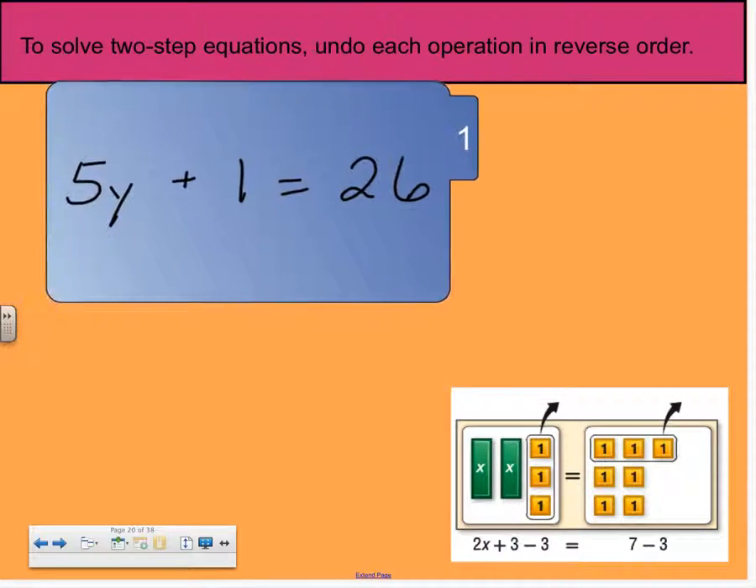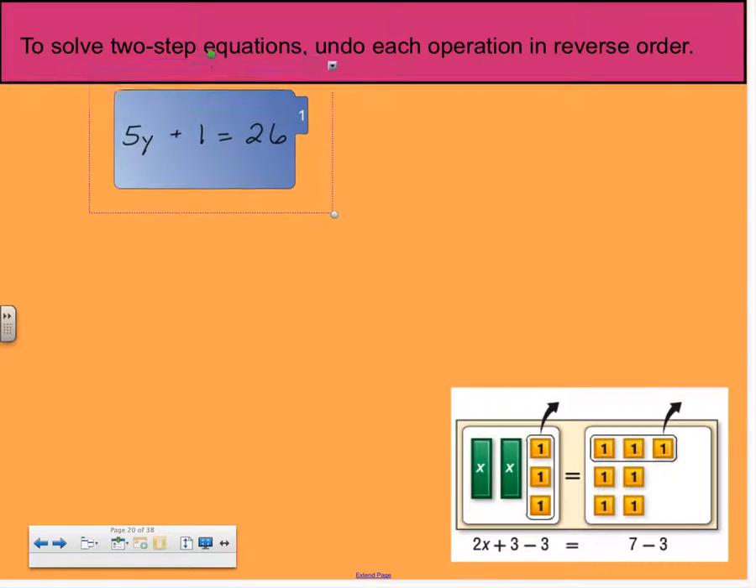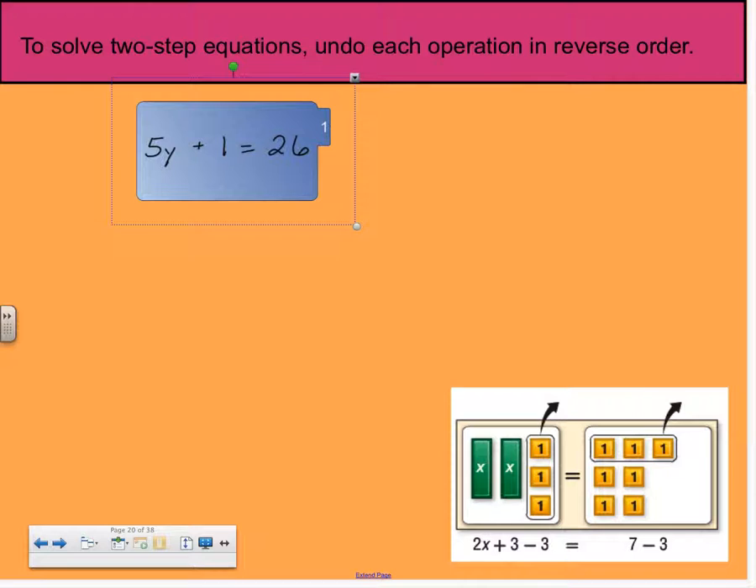I don't know if anyone has ever used algebra tiles before. All right, let me make that a little smaller. All right, we have 5y plus 1 equals 26. Tell your neighbor real quick what's the first thing you're going to do.